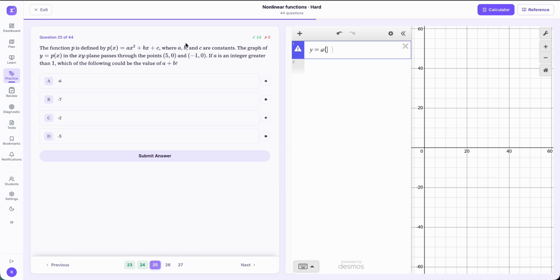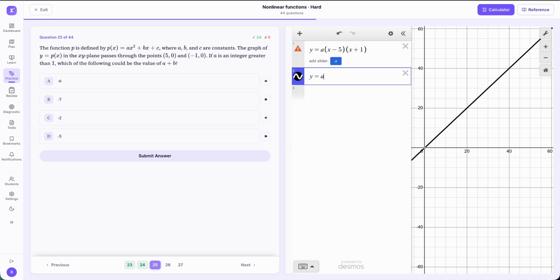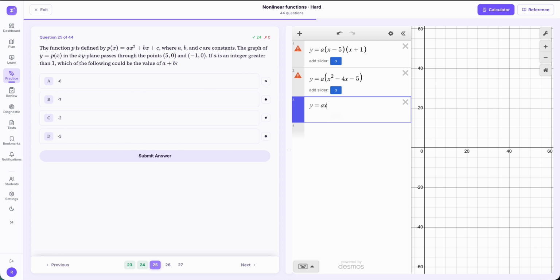If my x-intercept's 5, it's got to be the factor for that, x minus 5. And if this other one's negative 1, that other factor is x plus 1, right? So now I just got to FOIL this out so it's in standard form. So it'd be y equals a times, if you FOIL out that quadratic, x squared minus 4x minus 5. And then you distribute: ax squared minus 4ax minus 5a, right?